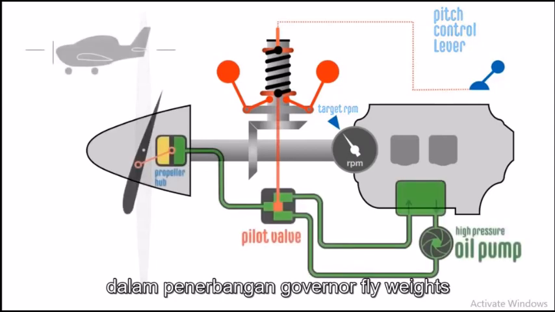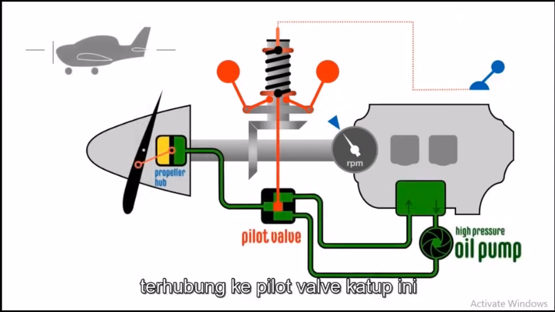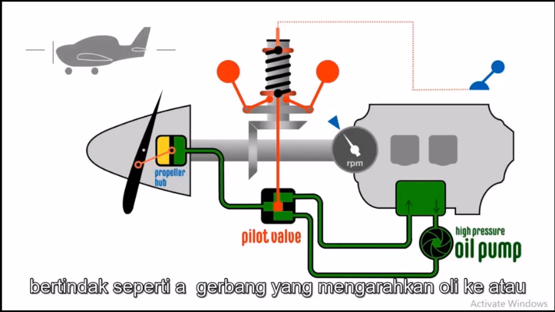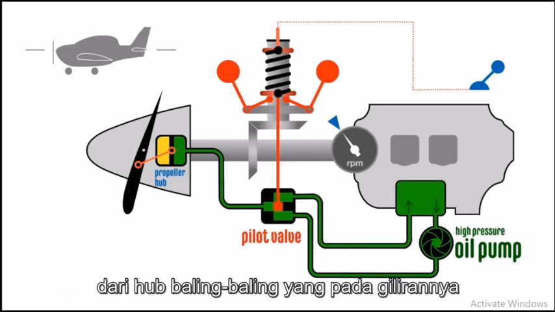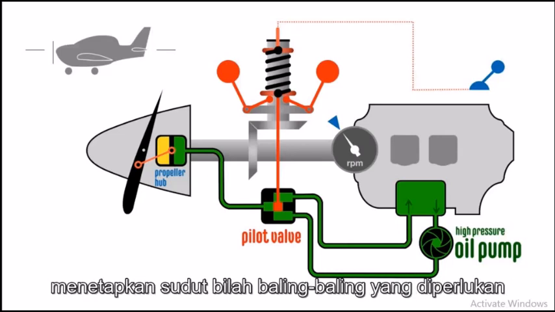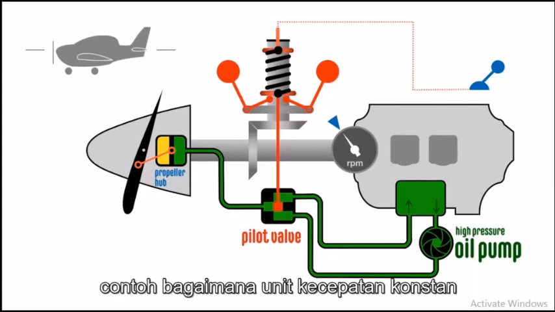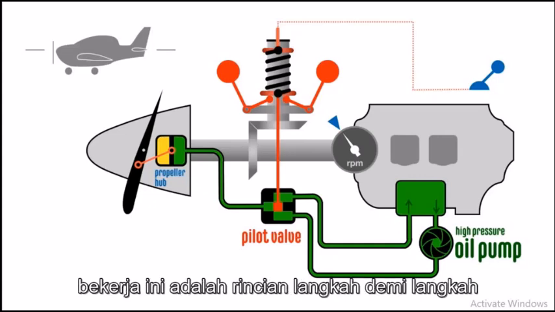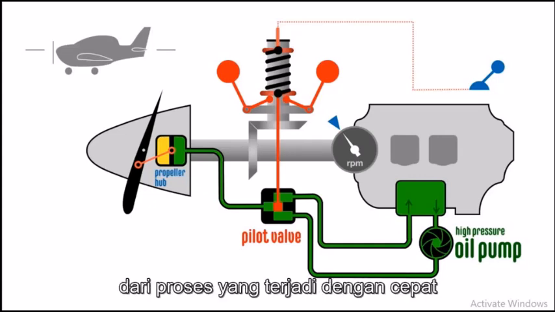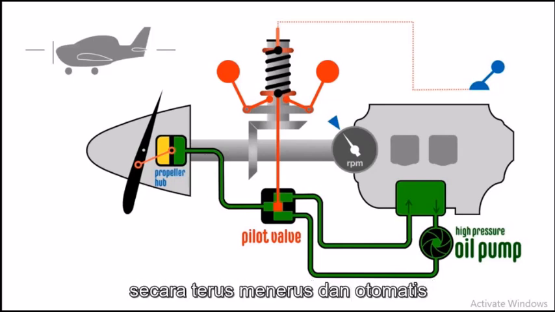The governor flyweights are connected to the pilot valve. This valve acts like a gate that directs oil to or from the propeller hub, which in turn sets the required propeller blade angle. Let's have a look at a couple of examples of how the constant speed unit works. This is a step-by-step breakdown of a process which happens quickly, continuously, and automatically.